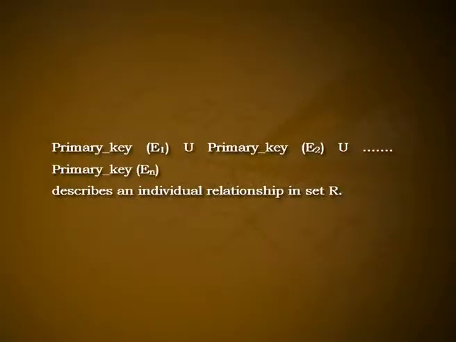Like entities, the various relationships of a relationship set must also be identified or distinguished. If the relationship set R has no attribute associated with it, then the set of attributes primary key of E1 union primary key of E2 union etc. union primary key of En describes an individual relationship in set R.